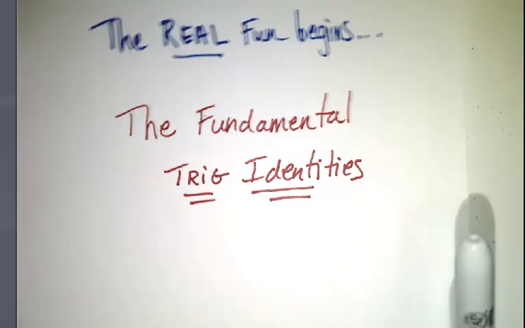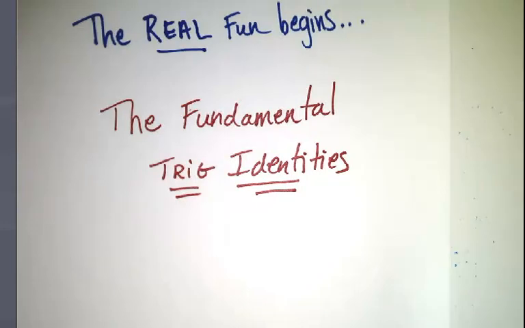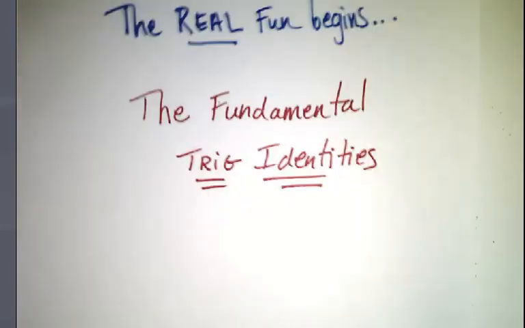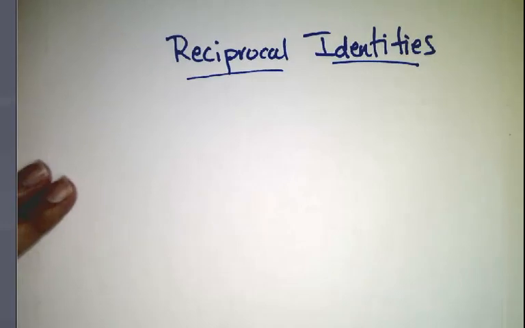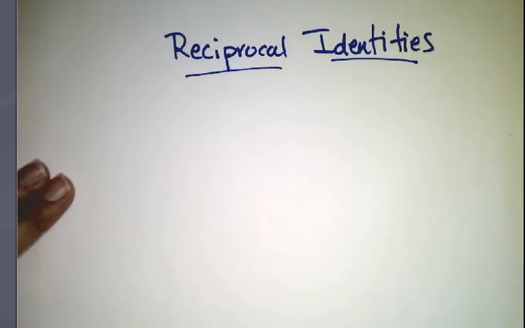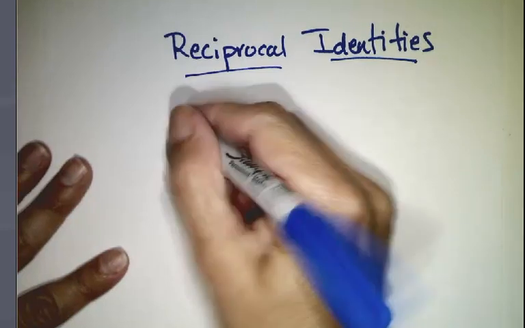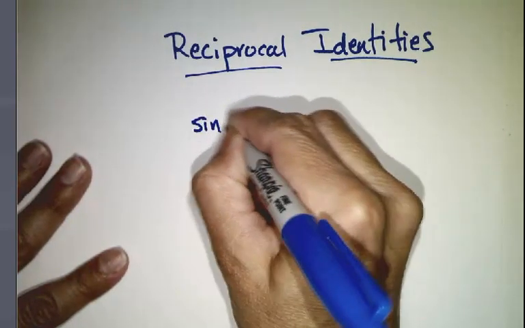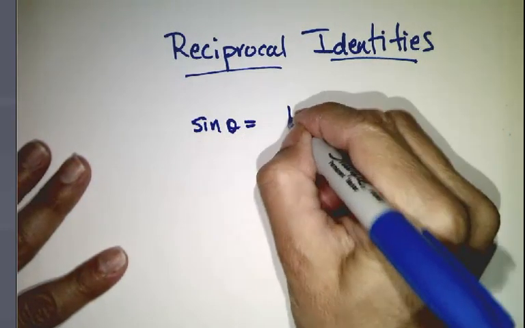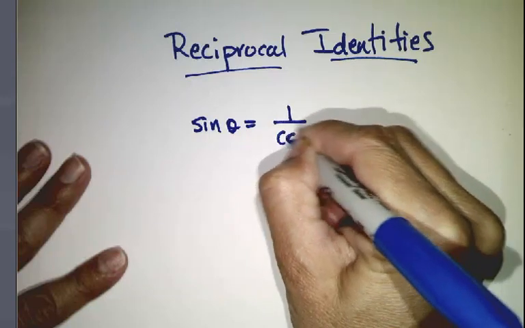There are several different types that we consider to be fundamental, and the first of which is the reciprocal identities. Those actually come from what we've already defined, but let's just review them here. I do suggest that you make note cards for all of these identities and spend some time each day committing them to memory. So we know that sine of theta is also equal to 1 over cosecant of theta.